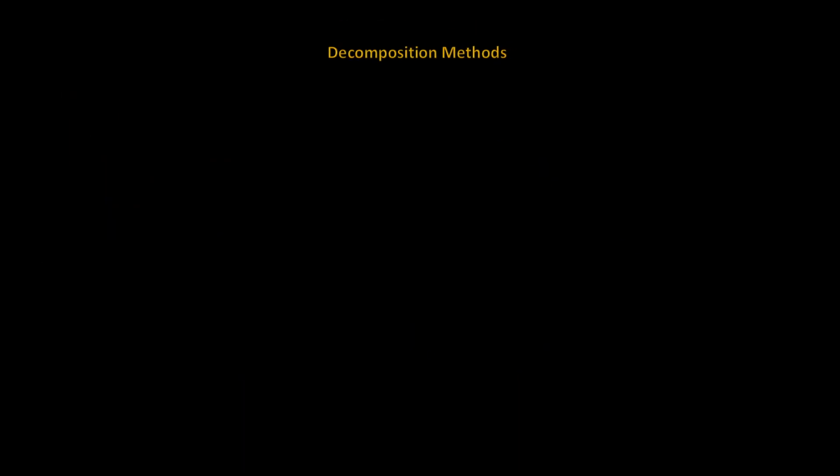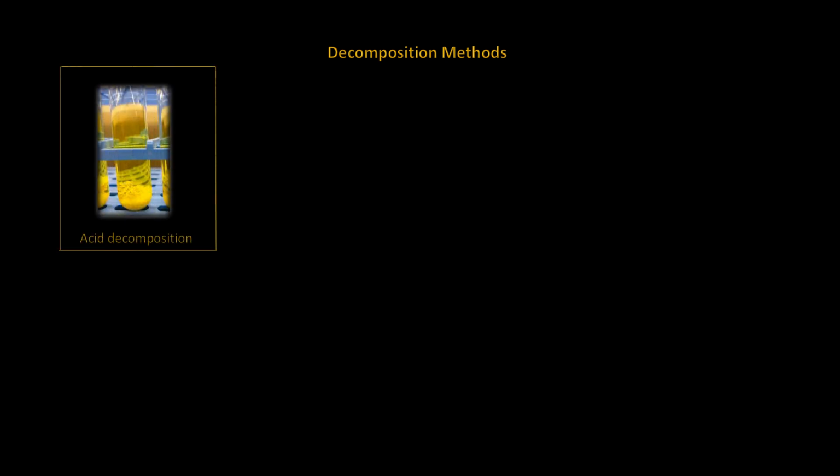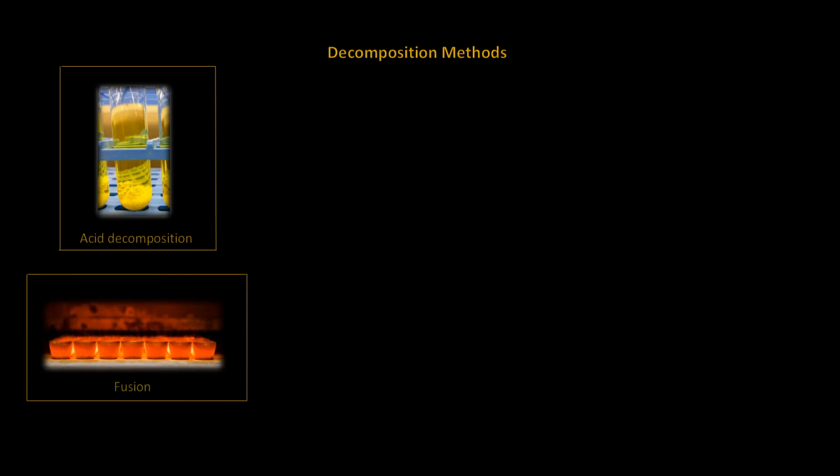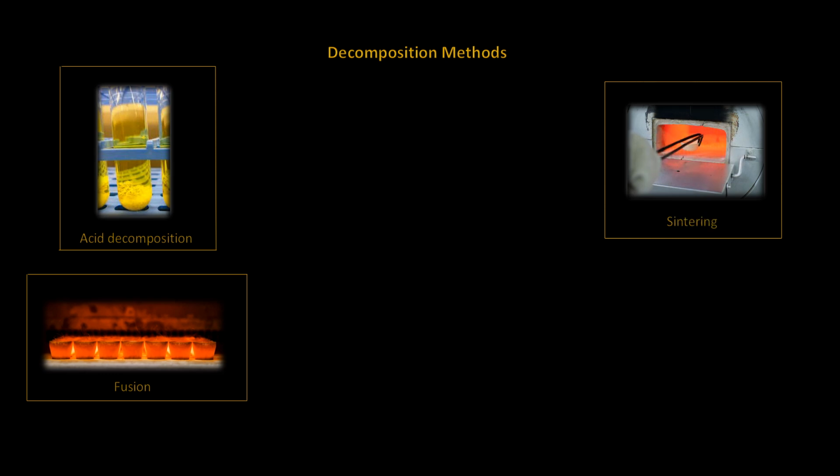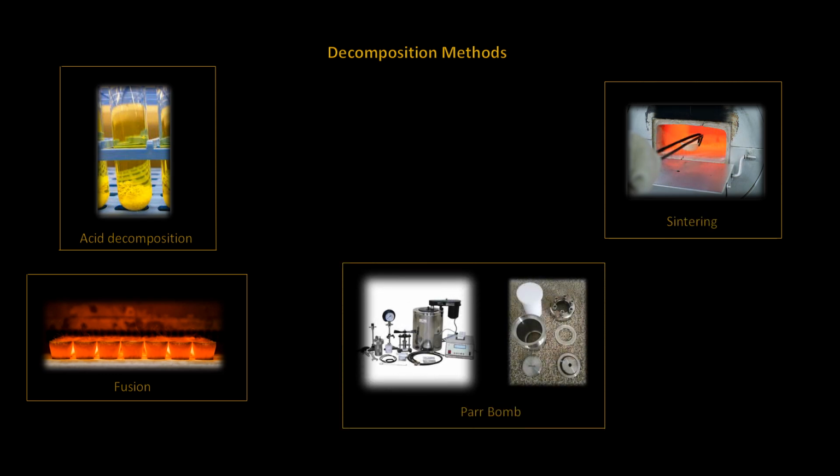There are several methods of decomposing samples into a solution. The four most common involve acids, fusion, sintering, and special methods being Parr bombs and microwave heating. Each of these methods will be discussed in the next few slides.